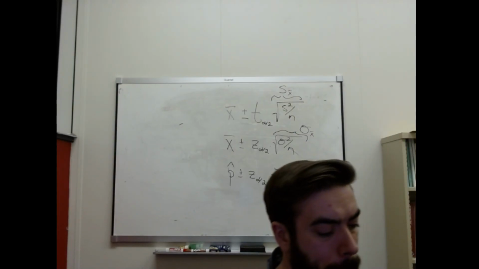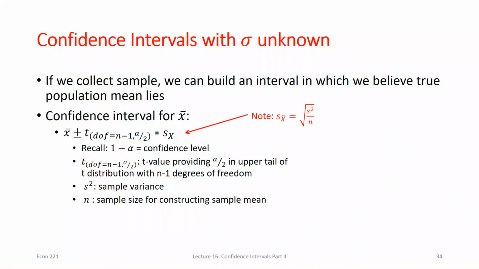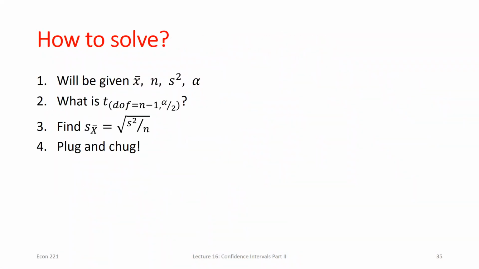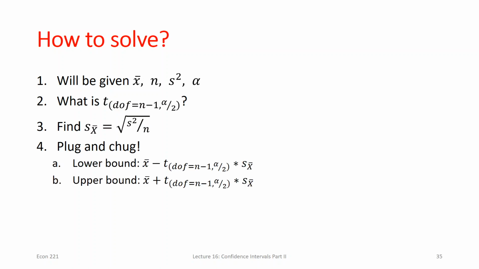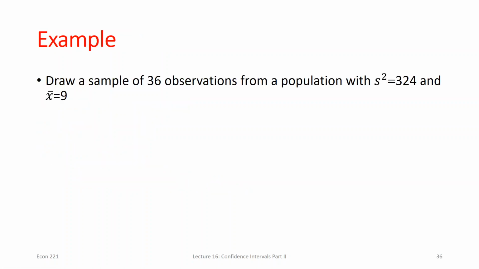Okay, so how do we solve this? The steps are the exact same we were doing yesterday. It's just now we've got a sample variance at this step. We have a student t instead of a z distribution or standard normal distribution here. And those two things will be reflected in our equation for the lower and upper bound. So let's do an example.